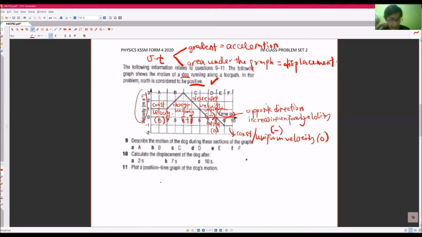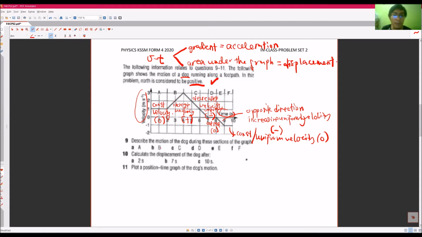Okay, so number 9, describe the motion of the dog during each section of the graph. We already discussed this answer before we attempted number 9, but let's repeat. A, the dog moves with constant or uniform velocity, zero acceleration.